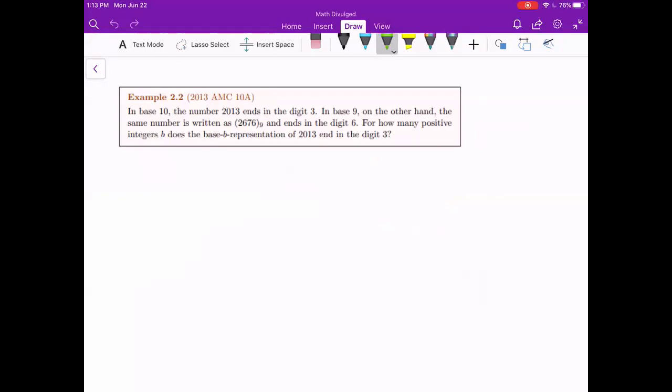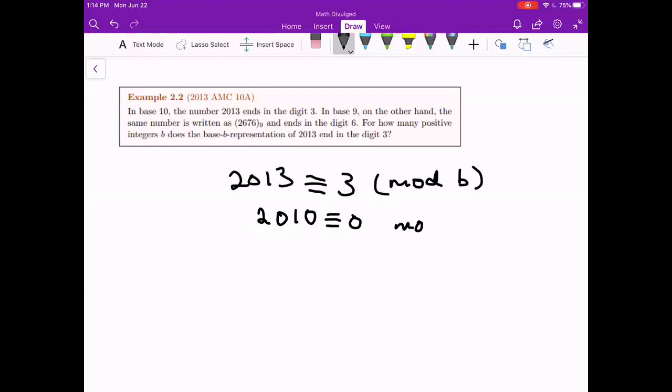Basically, what this question is asking is that it wants us to find numbers b such that when 2013 is divided by b, the remainder is 3. Because once we divide out all the powers of b, that's going to be the number that's left over in the rightmost digit. So in terms of modular arithmetic, which we went over last class, this is going to be written as 2013 has to be congruent to 3 mod b. Or basically, if we subtract 3 from both sides, this means that 2010 must be congruent to 0 mod b. Basically meaning that b must divide 2010.